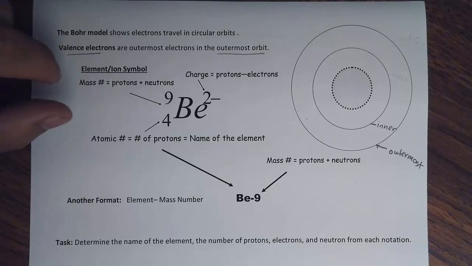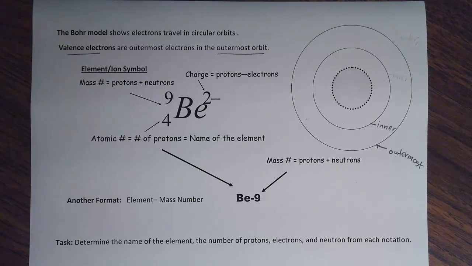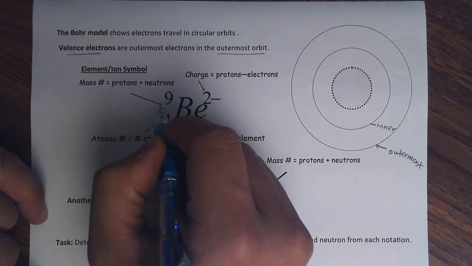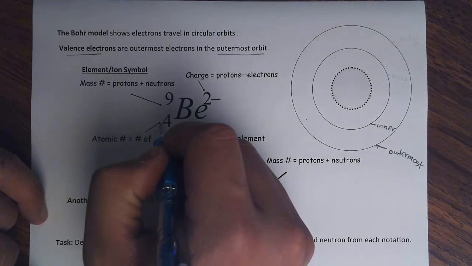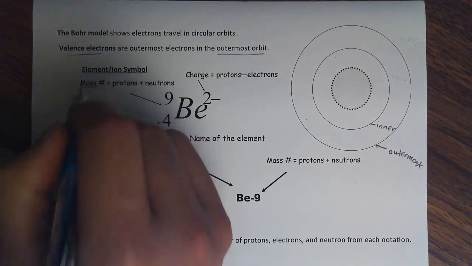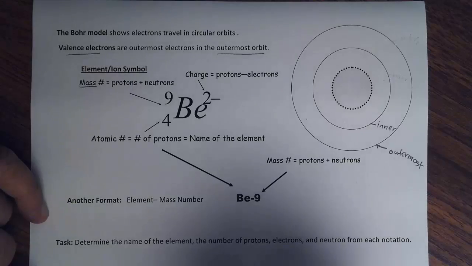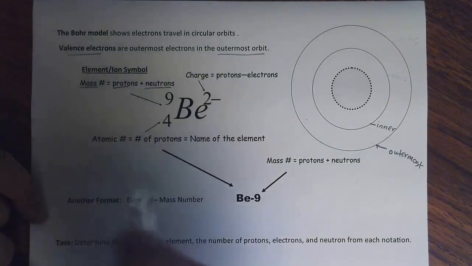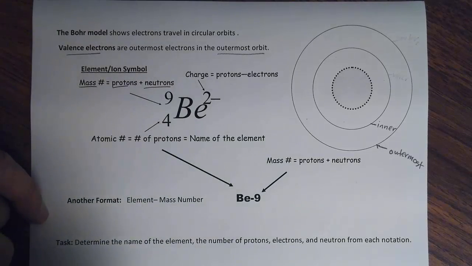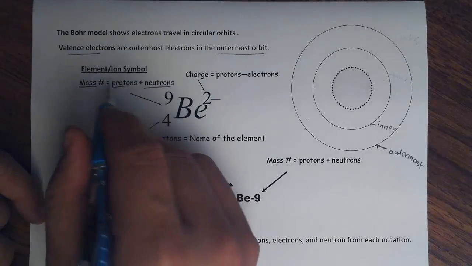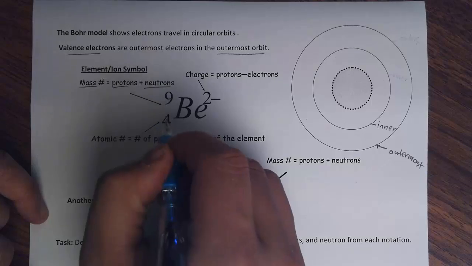Here's the most common notation of atoms that we use. First of all, we have a number on top, and this number on top is always larger than the number on the bottom. That is because this number represents the mass number. And the mass of an atom, we remember, is equal to the protons plus the neutrons inside the nucleus. The electrons don't have any mass. They're extremely tiny and extremely light. So that's the mass number, top larger than bottom.